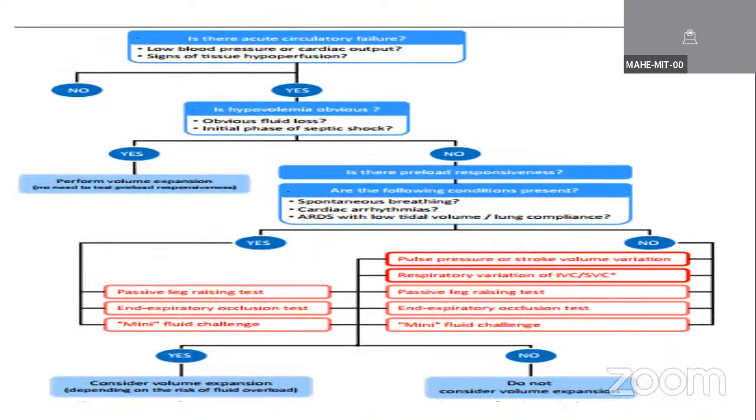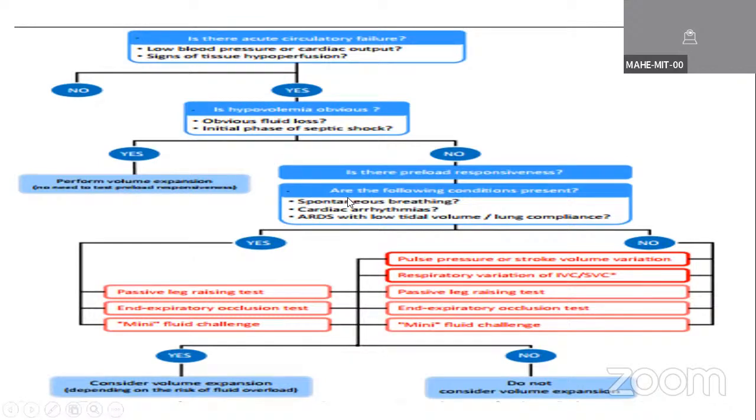So this is the algorithmic approach to how we can approach a patient with acute circulatory dysfunction. If a patient has low BP and low cardiac output, first you have to see if the patient has signs of tissue hypoperfusion. If there is obvious tissue hypoperfusion and obvious fluid loss, we give fluid resuscitation immediately.